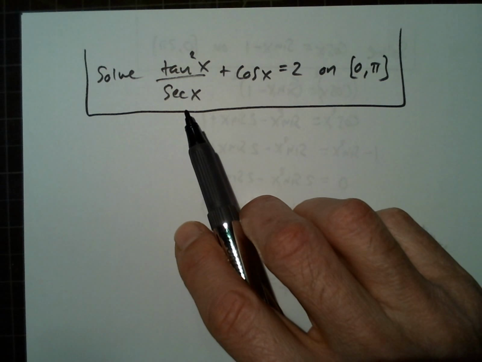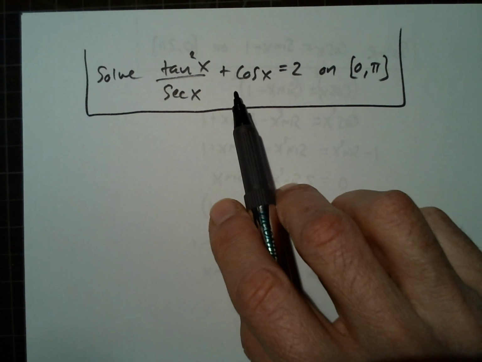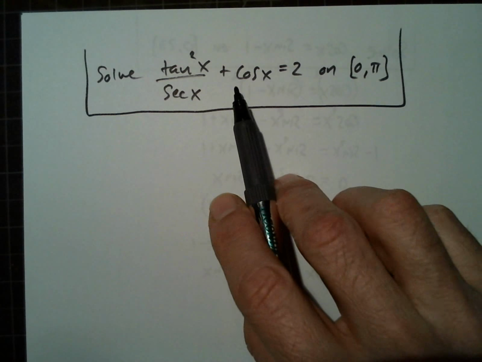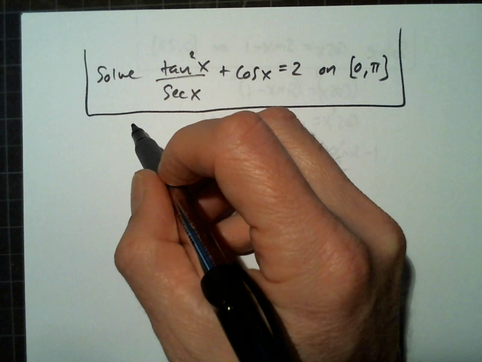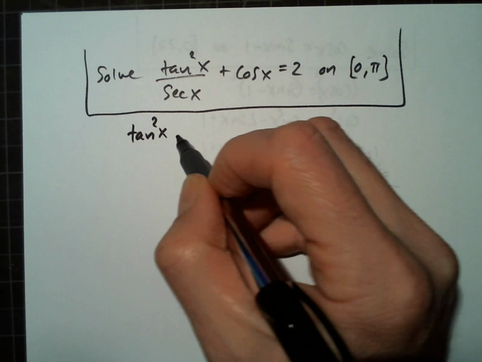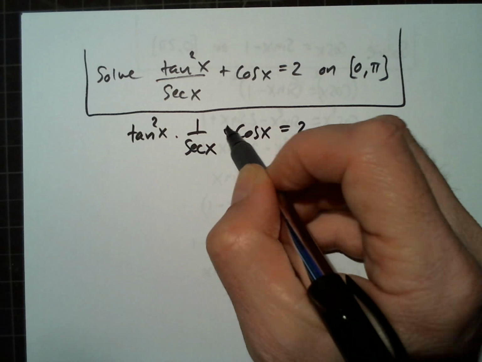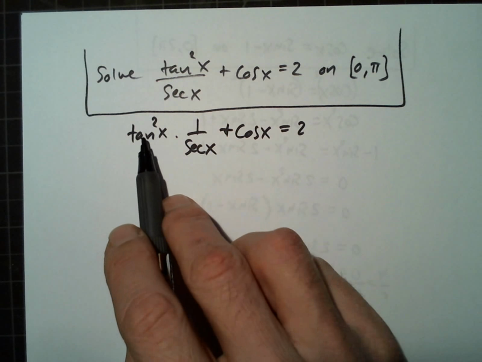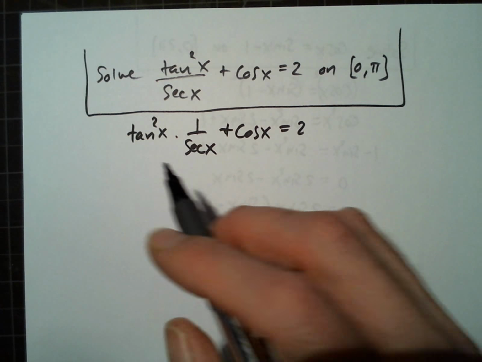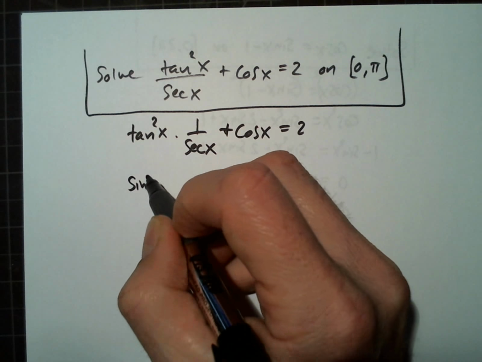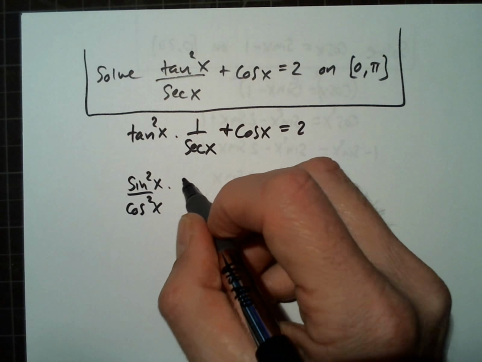Alright, so let's work on combining these, and pause the video, try that one, and work on getting a common denominator. So let's work on the tangent separately from the secant. We have 1 over secant, and we'll go with everything in terms of sine and cosine. Tangent squared would be sine squared over cosine squared. This 1 over secant is cosine.